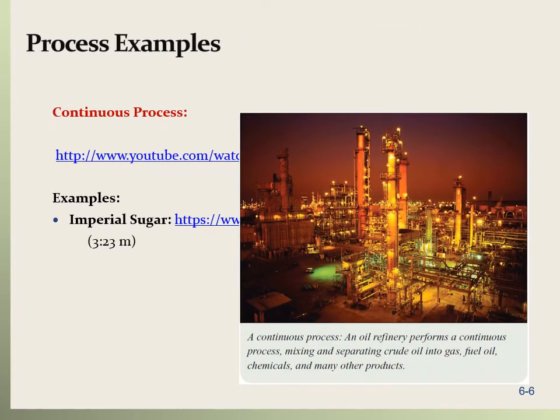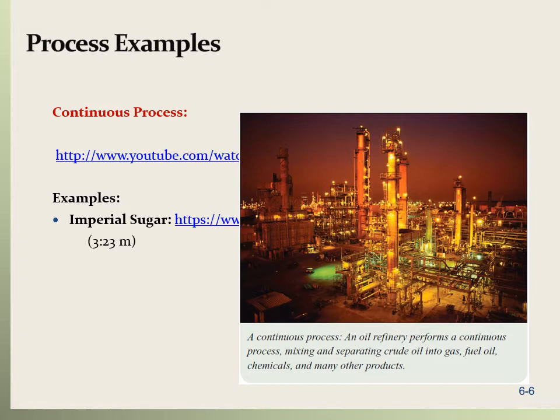The last process type is called the continuous process. The continuous process is on the other side of the extreme. You get almost no variety of product. You're very limited to a standard product. But on the other hand, you get the maximum possible output, or the volume is going to be really high.